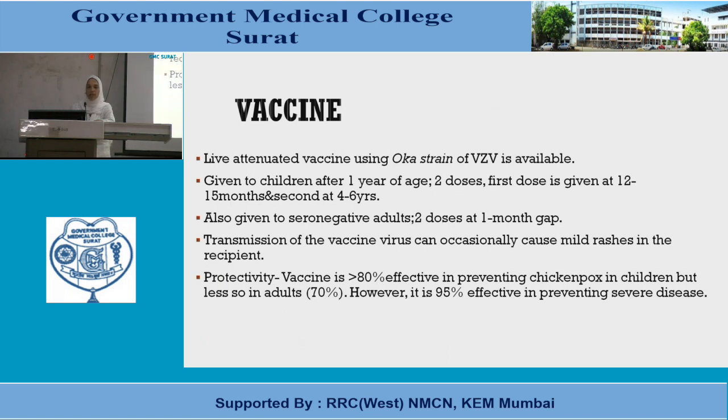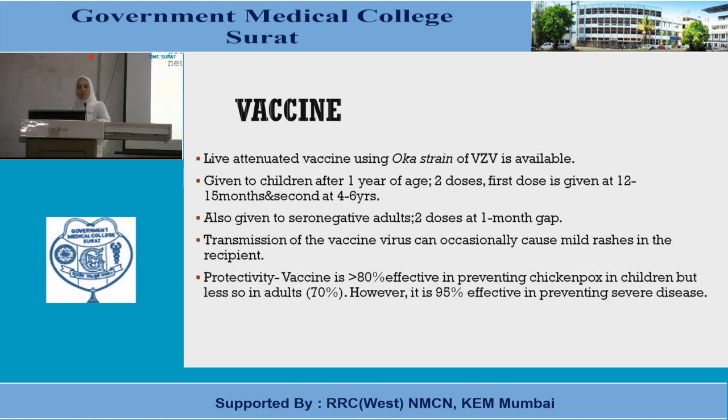First dose at 1 to 1.5 years and second at 4 to 6 years. Also given to seronegative adults, 2 doses at a 1 month gap. Transmission of the vaccine virus can occasionally cause mild rashes in the recipient. Protectivity by the vaccine is more than 80% effective in preventing chickenpox in children, but less so in adults, up to 70%. However, it is 95% effective in preventing severe disease.